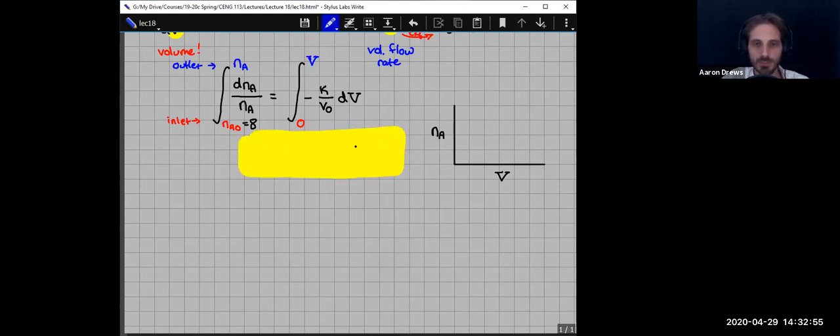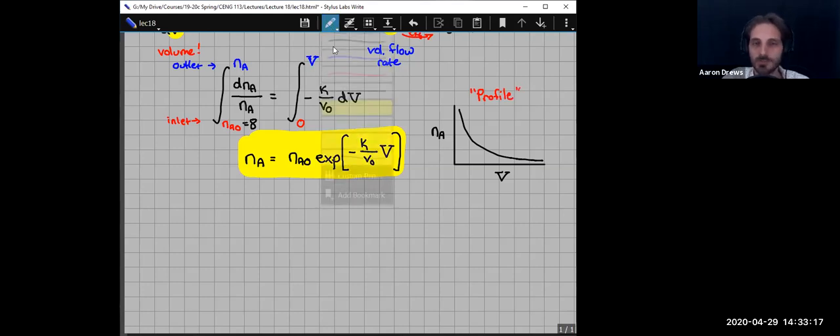With this equation, you now have the ability to plot N sub A across the entire volume of your reactor. And in this case, it's an exponential decay. So it'll go down something like that. So this is what we call a profile. We can have different profiles. We can have temperature profiles, molar flow rate profiles, concentration profiles, velocity profiles, lots of different things.